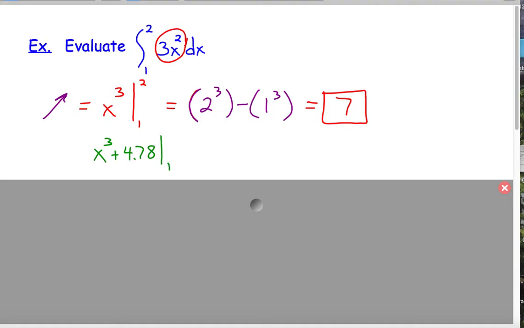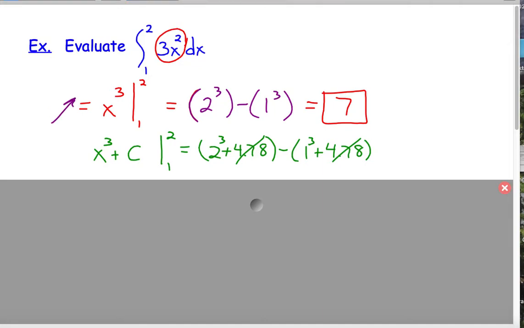Well, what happens when I evaluate that? I'm going to plug in the 2, and I get 2 cubed plus 4.78, minus, and then I plug in the 1, and I get 1 cubed plus 4.78. And so you can see what's going to happen. The constants are going to cancel out. So it's not even necessary to write the plus C for our antiderivative. It's easier just to write the antiderivative without any constant added on.